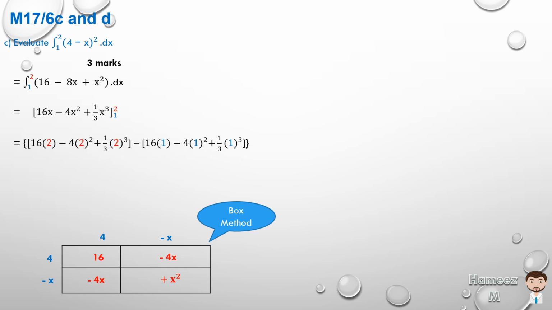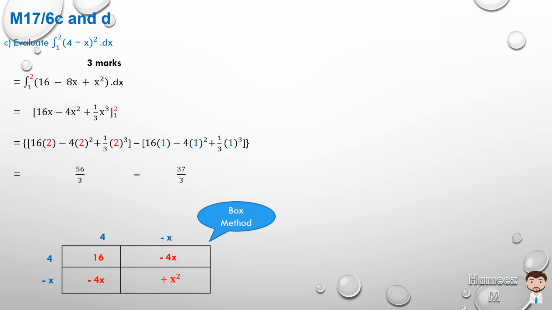So that will give us 16 by 2 minus 4 by 2 squared plus 1/3 by 2 cubed, minus 16 by 1 minus 4 by 1 squared plus 1/3 by 1 cubed. So that works out to be 16 twos are 32 minus 2 twos are 4, 4s are 16, 32 minus 16 is 16, plus 2 cubed is 8 over 3. 16 plus 8 over 3, so 16 threes are 48.